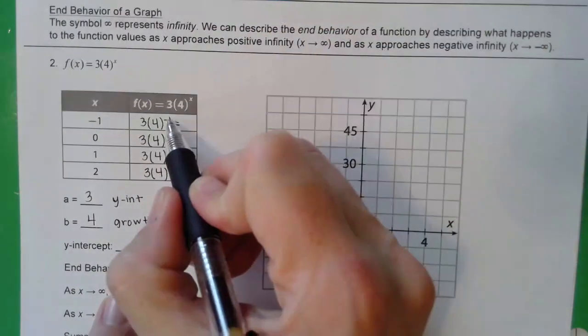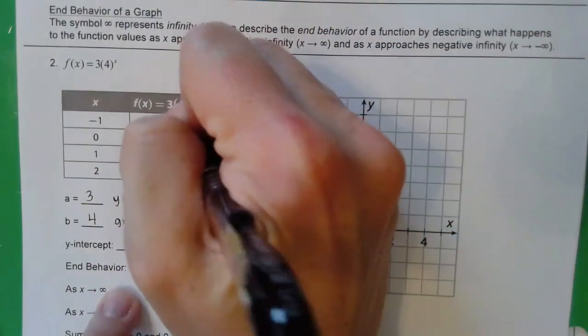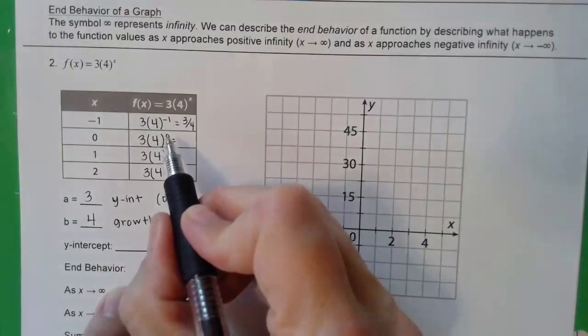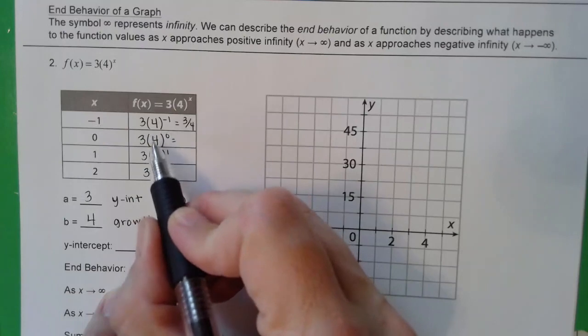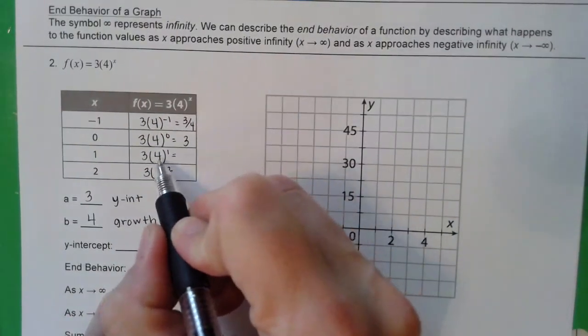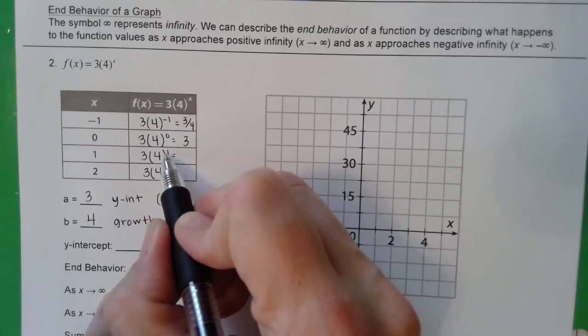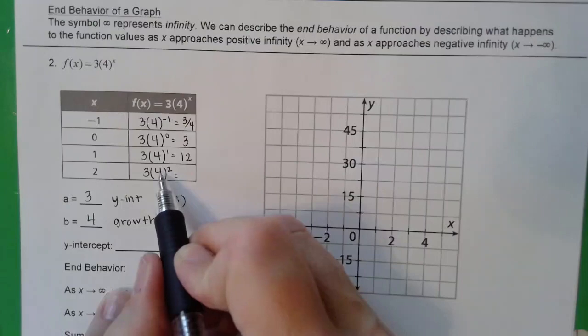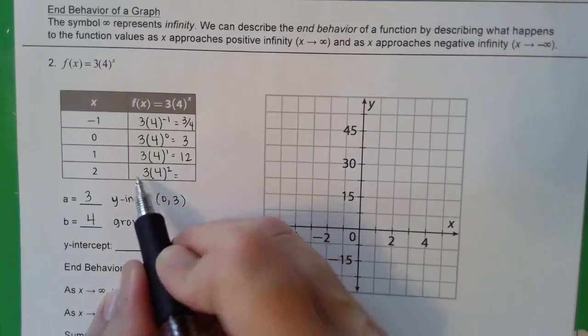The -1 flips the 4 down into the bottom, so that's 3/4. Anything raised up to the power of 0 equals 1, so this part's going to turn into a 1, so 0 goes with 3. Do PEMDAS on these ones, be careful. 4 to the first is 4, 4 times 3 is 12. And then on this one, make sure you square the 4 first. 4 squared is 16, and 16 times 3 is 48.